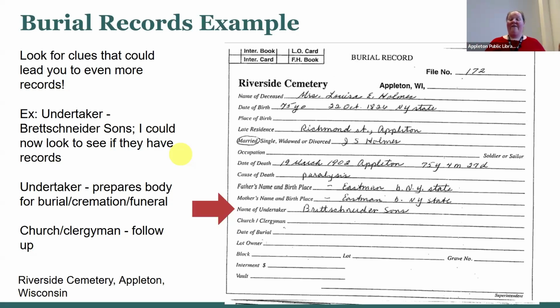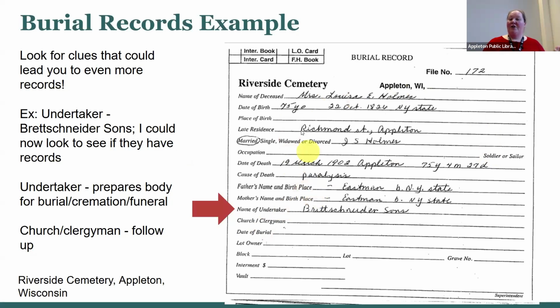That undertaker, if you're not familiar with that term, they are the ones who prepare the body for burial or cremation or the funeral. Sometimes it lists a church or a clergy person. You can follow up. Is there some sort of religious record that would be at that church where that person would be affiliated with? Maybe I'd need to look at the city directories if it listed a clergy person there or that church name and see, is there death in that church record that might have some additional details on it compared to this burial record that I got from the cemetery?